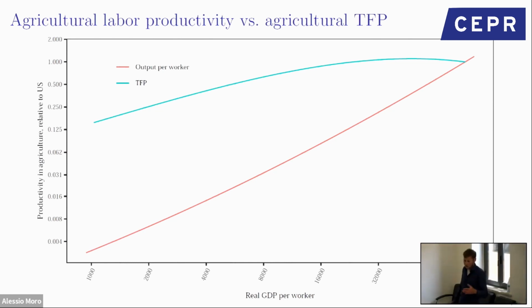And it's just a symptom that is actually coming from a different sector, low TFP in a different sector. And this is kind of the residual gap that is swallowed by TFP in agriculture.